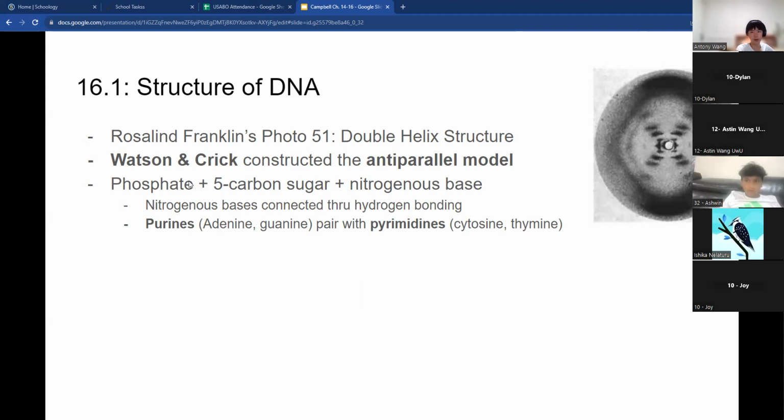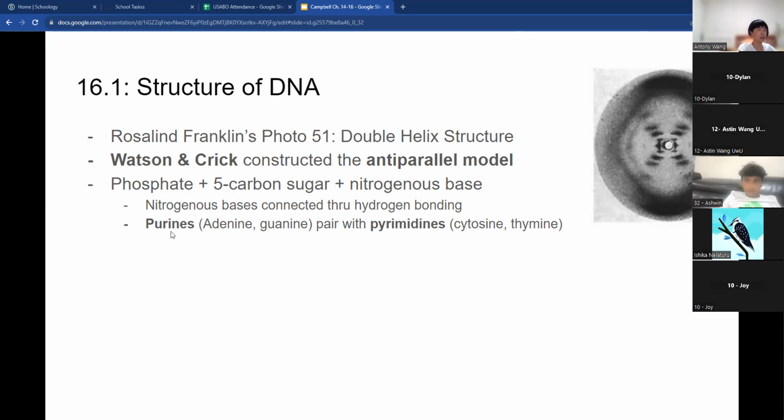DNA is a polymer made of nucleotides. A nucleotide consists of a phosphate group, a 5-carbon sugar, deoxyribose, and a nitrogenous base. Nitrogenous bases between two pieces of DNA connect through hydrogen bonding. And there are two types of nucleotides.